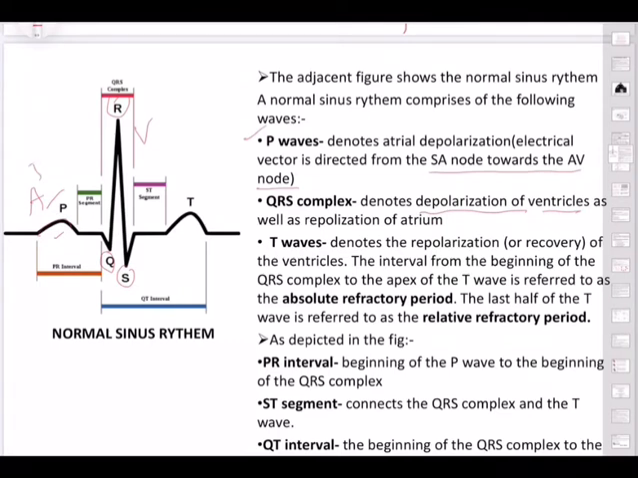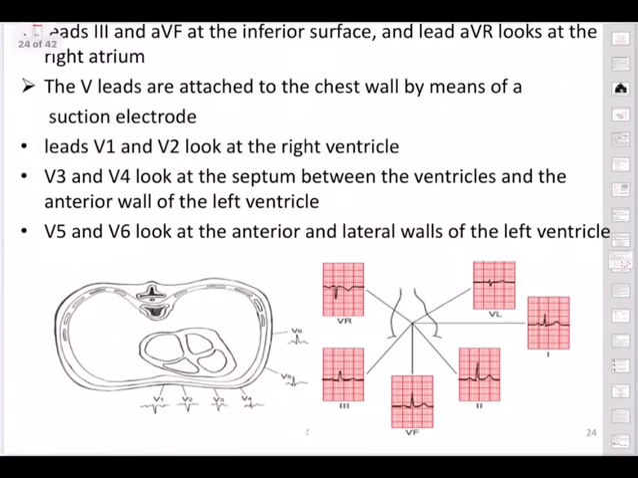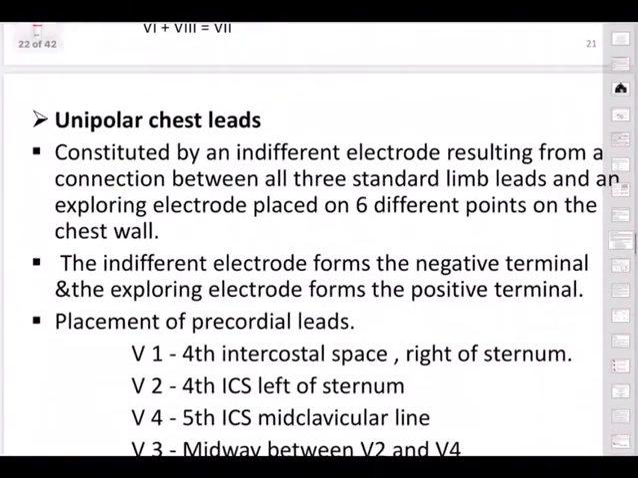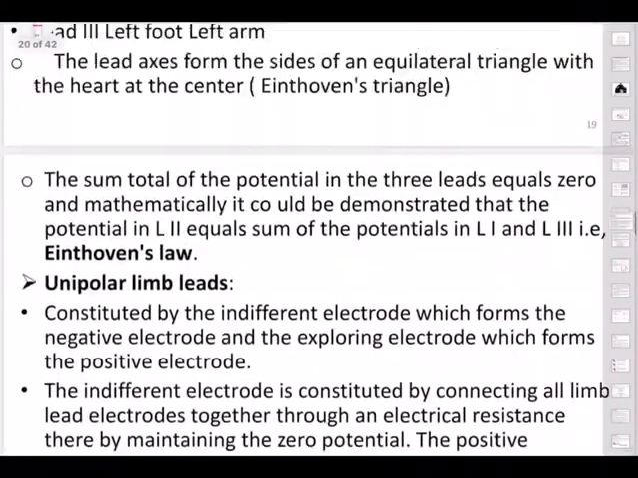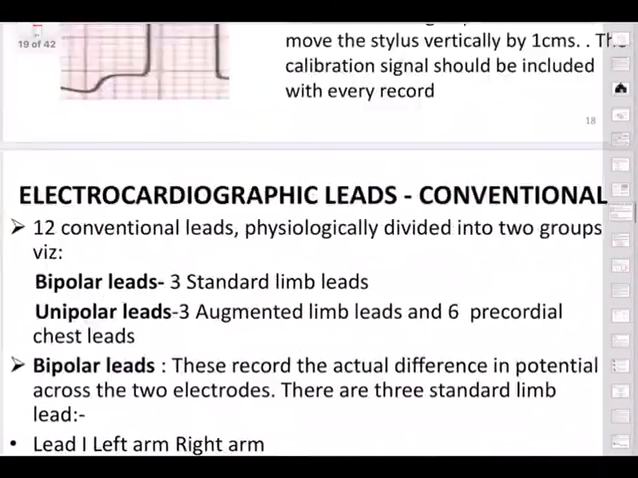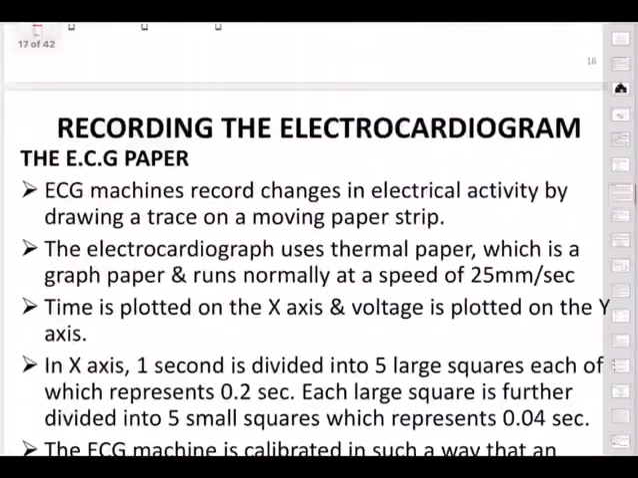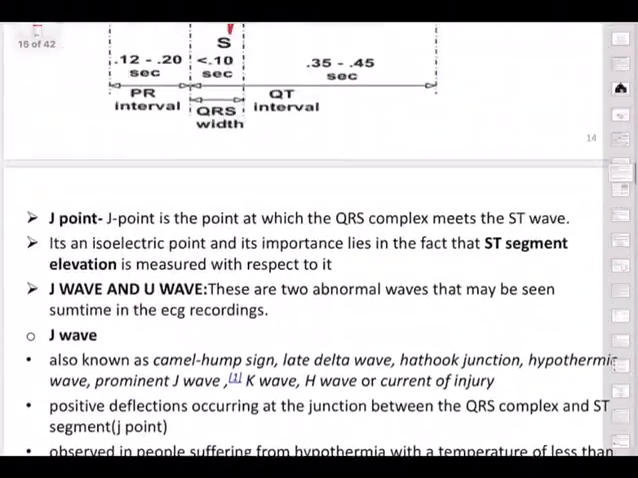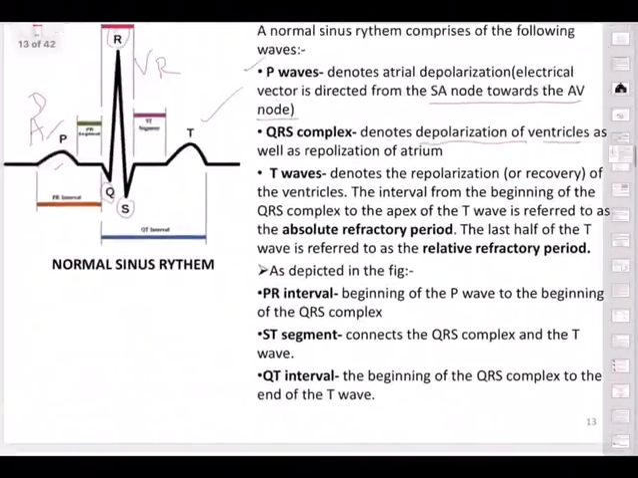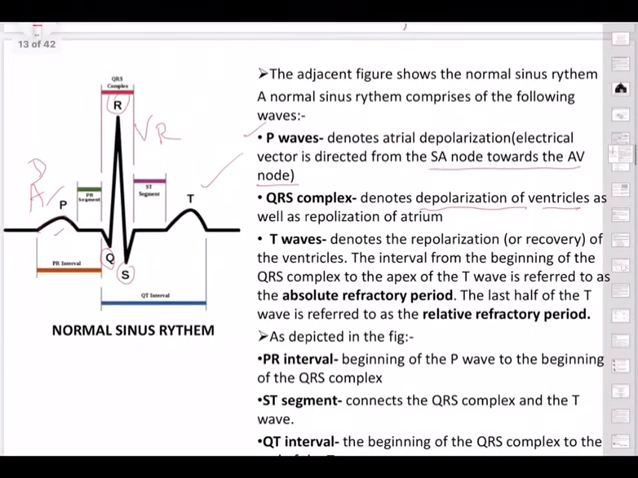And this is depolarization, whereas this is repolarization. And the T wave denotes repolarization of the ventricles. Let me, I think I jumped over. I think these are not essential for us. Yes, we come back. Yes, we are here.